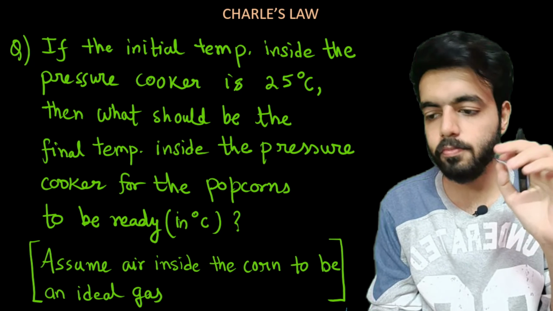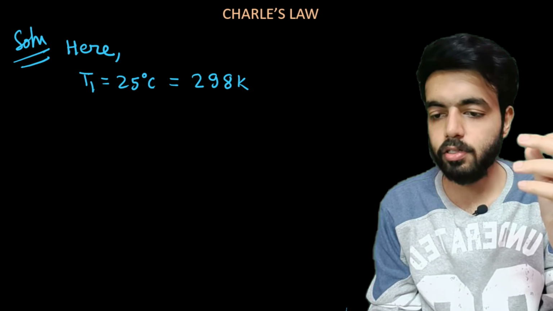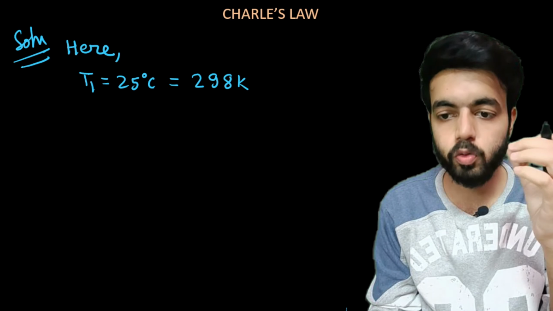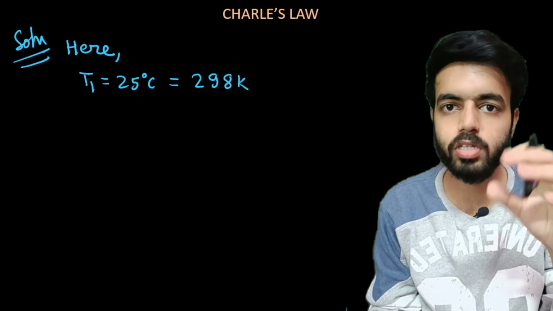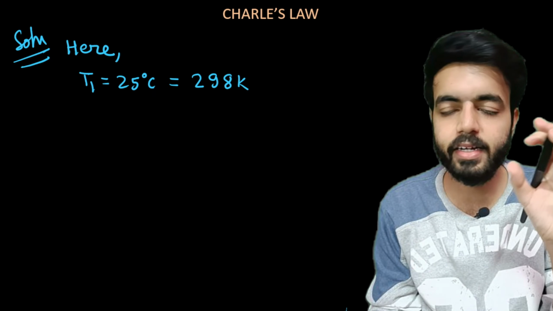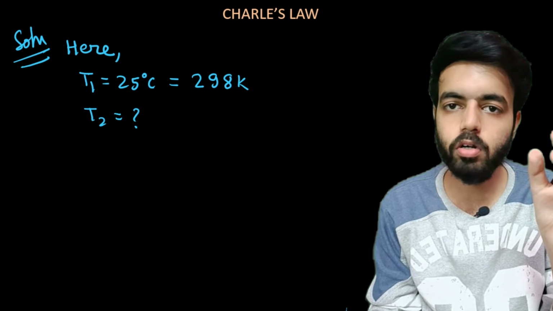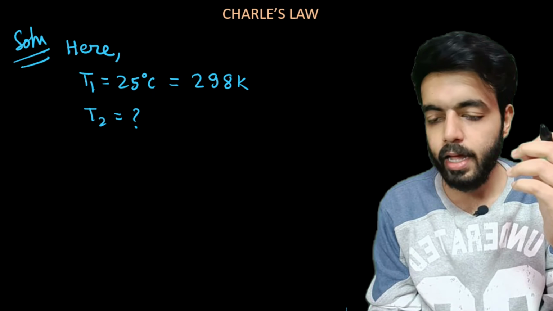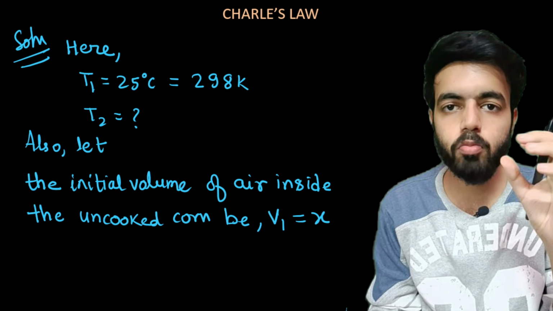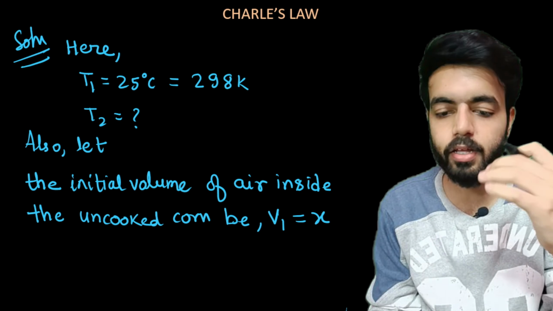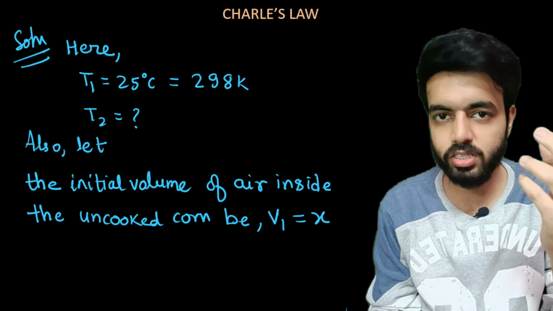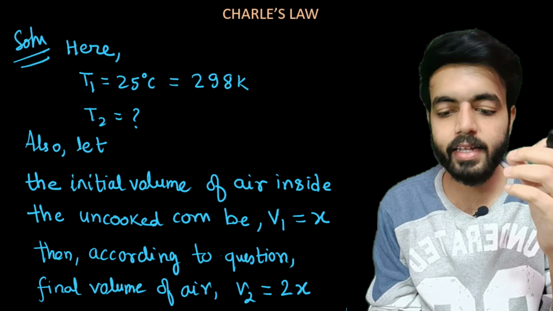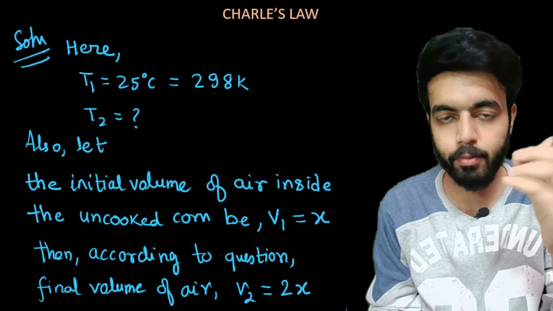Okay? Now, let's solve this. So here T1 is equal to 25 degrees Celsius, which is 298 Kelvin. You just add 273 to 25, you get 298 Kelvin. Now T2 is unknown, T2 needs to be found. Let the initial volume of air inside the uncooked corn be X. ठीक है, क्वेश्चन में क्या बोल रखा है आपको कि डबल होना चाहिए जब वो कुक होगा, तो इन दैट केस V2 विल बी 2X. ठीक है, डबल हो गया वो.